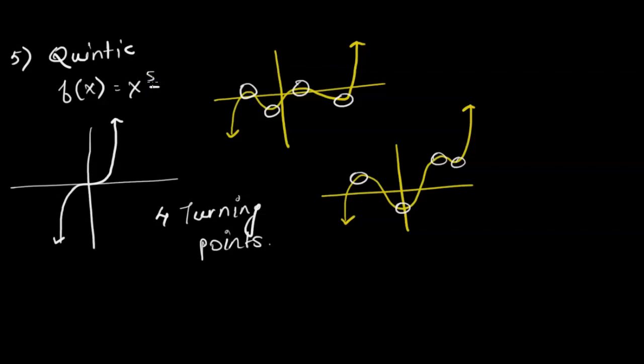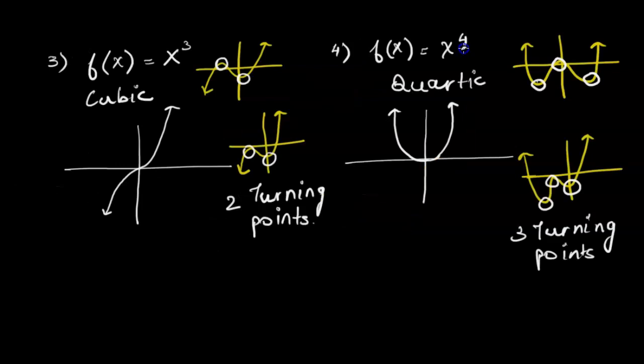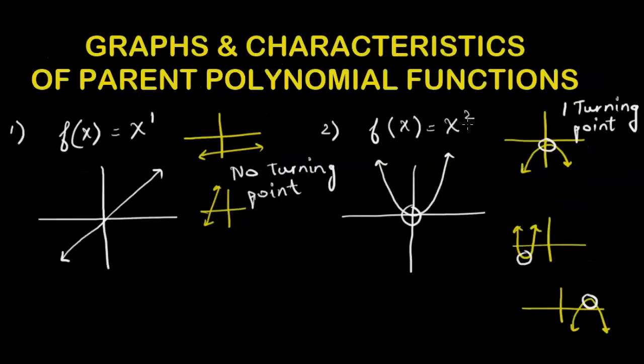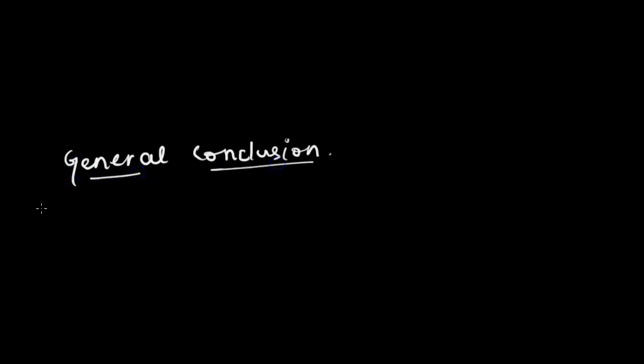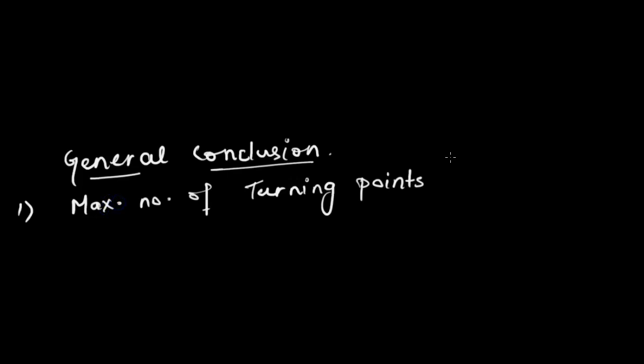So when the function is quintic or degree 5, we have 4 turning points. When the function is degree 4, we have 3 turning points. When the function is degree 3, we have 2 turning points. When the function is degree 2, we have 1 turning point. And when the function is degree 1, we have 0 turning points. So a general conclusion regarding turning points is that the maximum number of turning points that can be seen in a particular function is n minus 1. A turning point is always the point where the graph turns around.